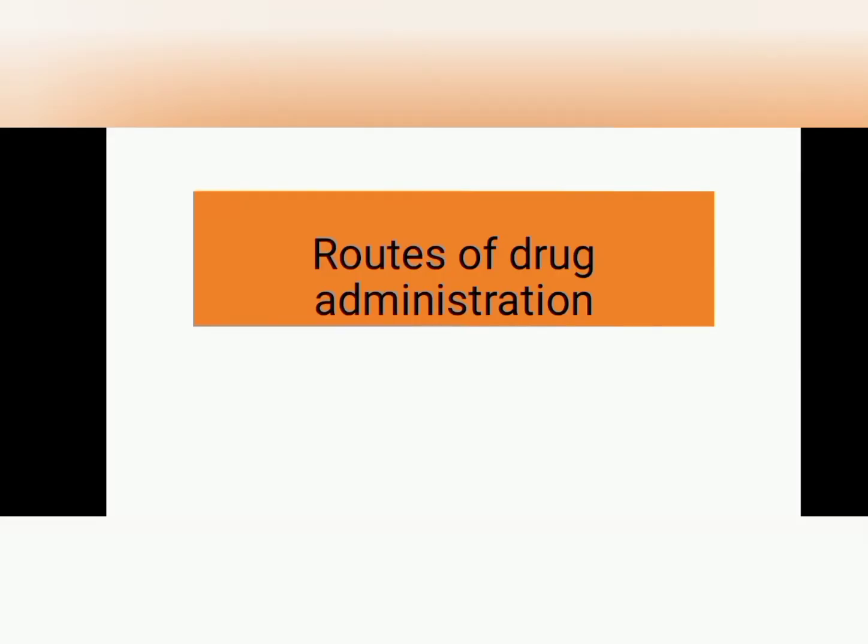Bismillahirrahmanirrahim. Today our topic of discussion is routes of drug administration. It means how a drug is introduced to the body. There are two main routes of drug administration: local route and systemic route. In the local route, the drug is directly applied onto the surface where action is required, and in the systemic route, it moves through several organs and then reaches the point of action.